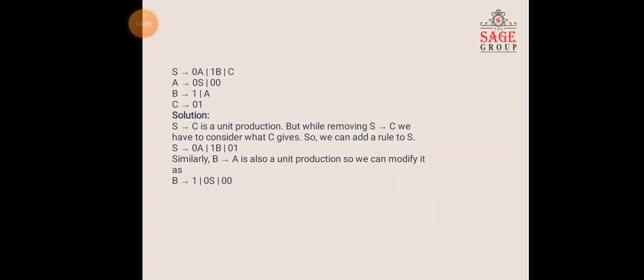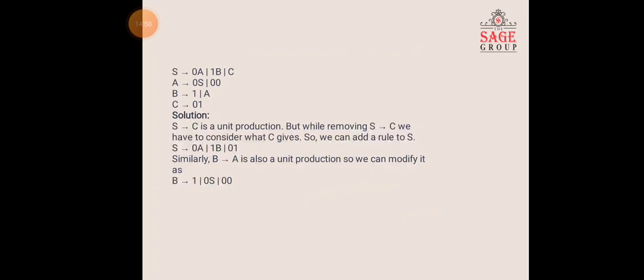Similarly, if I take the example of B tends to A, that is again a unit production, so we can modify it, that is I need to replace A. I cannot include this production B tends to A in my grammar. And with whom can I replace it? I have 2 options with A, that is A tends to 0S | 0 0. So in place of A I can write 0S | 0 0. That's what I have written. You can see it in the last statement, B tends to 1 | in place of A I have written 0S | 0 0. So basically in this manner we can remove the unit production from our grammar.